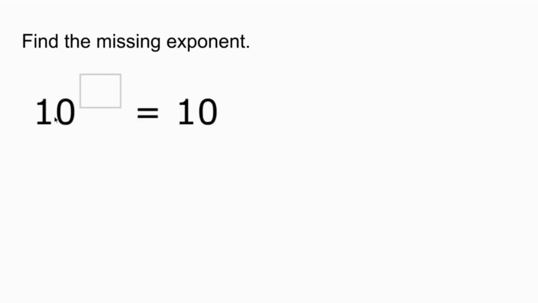Find the missing exponent. 10 to the what power is 10? Well, the shortcut here is if you're ever trying to find an exponent for a power of 10, you look at the number that it equals and count the number of zeros to the right of 1. Since this only has 1 zero to the right of 1, this is only going to be 10 to the first power, which makes sense because 10 to the first power is just 10. You don't multiply it to itself or anything. It's just 10. So 10 to the first power is 10.